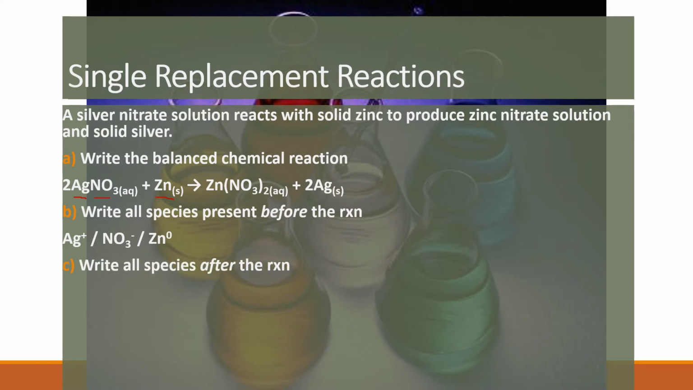Next, we write all the species after the reaction. Now you'll see zinc and nitrate are our new ionic compound, and silver has become the solid. And you see what I've done with the charges. So on silver, the charges become 0. It was positive and it's become 0. Zinc was 0 and it has become positive. Pause it here again if you think you can identify the reduction or the oxidation.